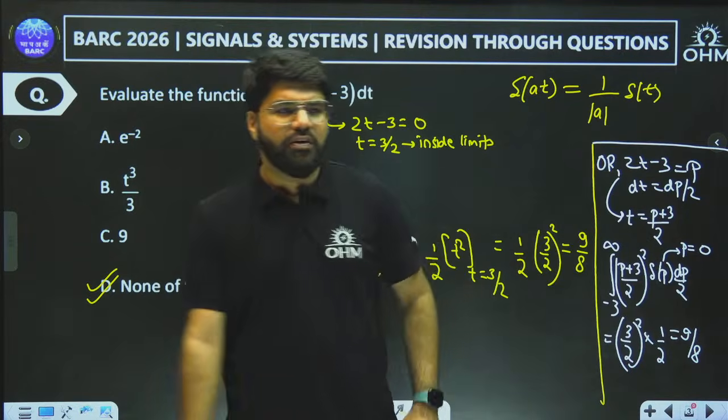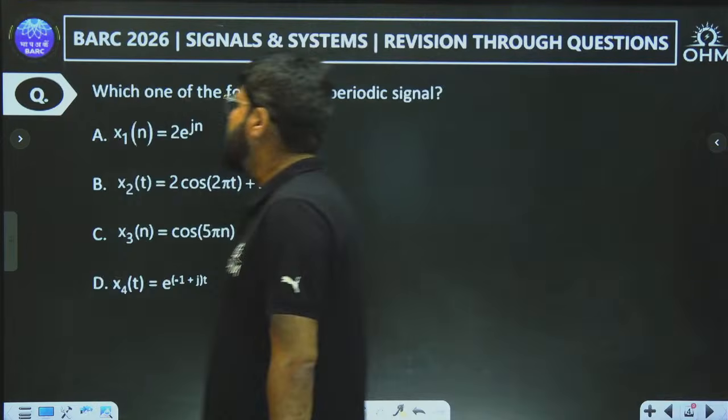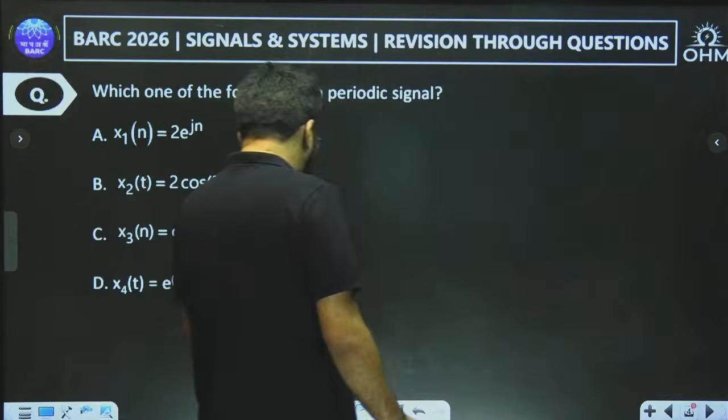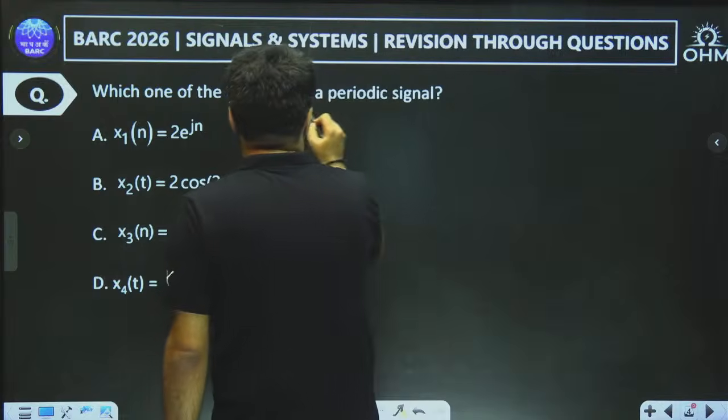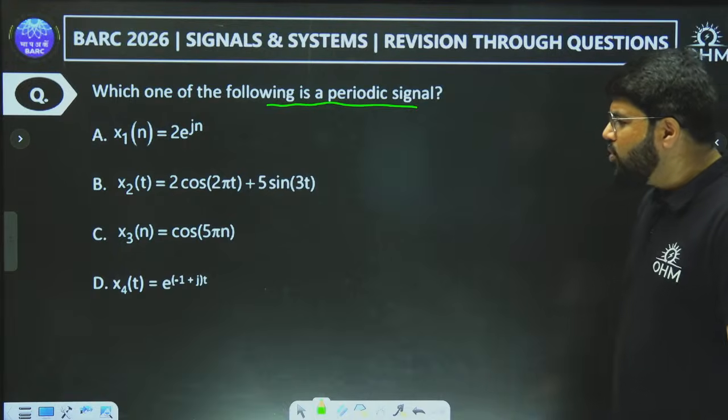Answer is 9 by 8. Any of the choices you can take to solve this particular question. Okay, then we have the next one here. Which of the following signals is a periodic signal? Which of them is periodic?